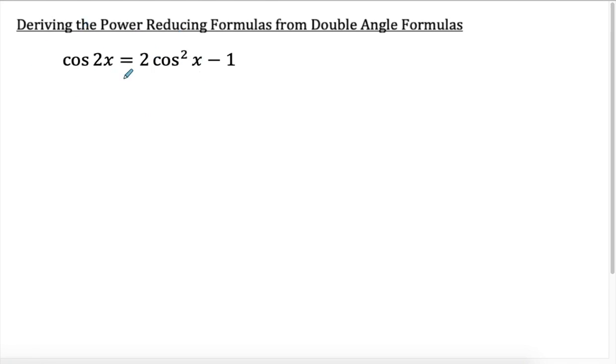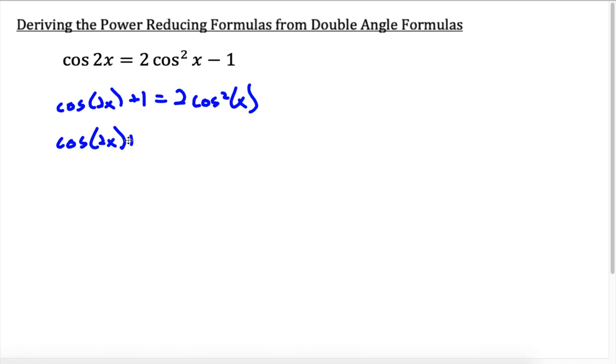So I'm going to take this cosine of 2x in the form that has a cosine squared in it. I'm going to solve this for cosine squared. So here, I'm going to add 1 over. So cosine of 2x plus 1, when I add that over, equals 2 cosine squared. And then just divide by 2, and we'll get cosine of 2x plus 1 over 2 equals cosine squared.